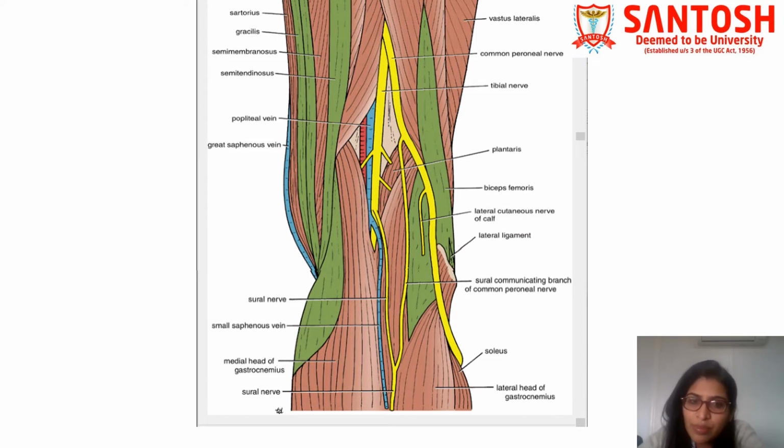Now one branch is coming from the tibial nerve and the other branch is the sural communicating branch of the common peroneal. So these two join together and form the sural nerve. Other branches which you can see are the lateral cutaneous nerve of the calf and small branches going to the muscles.